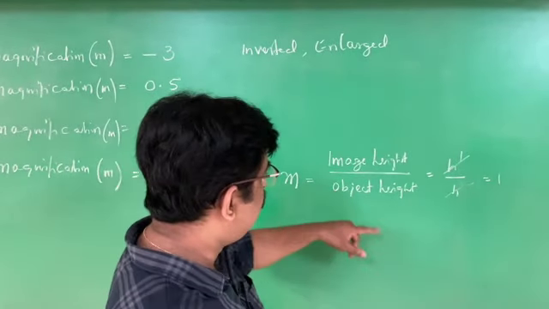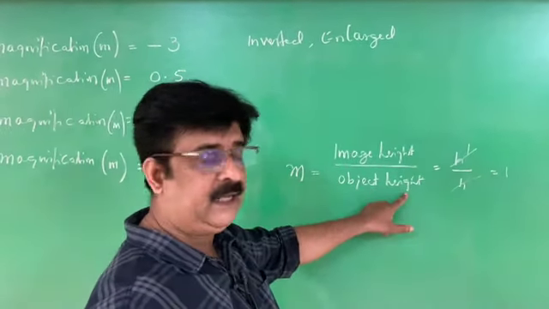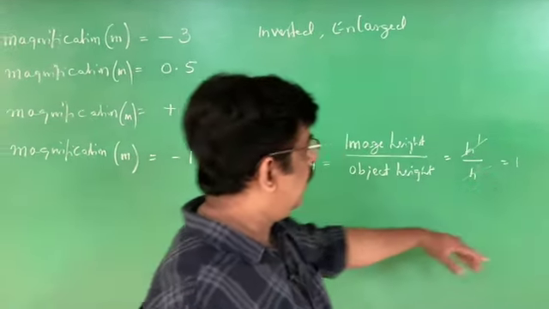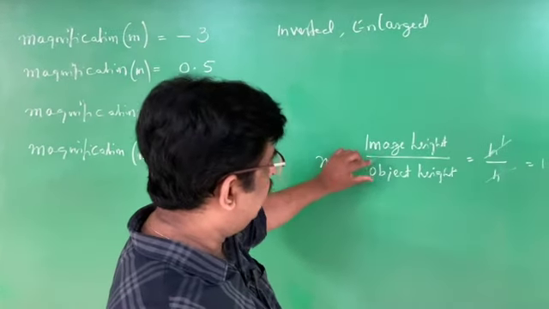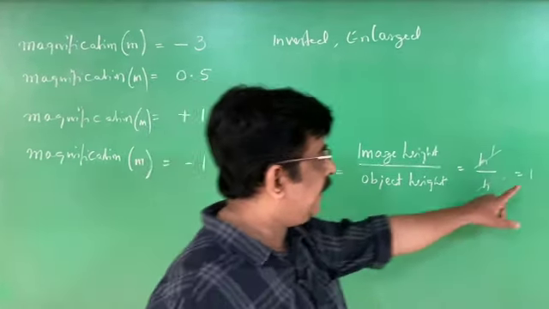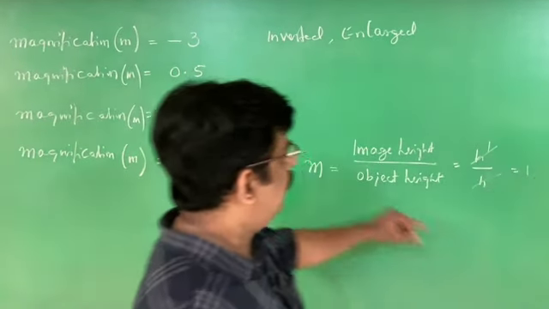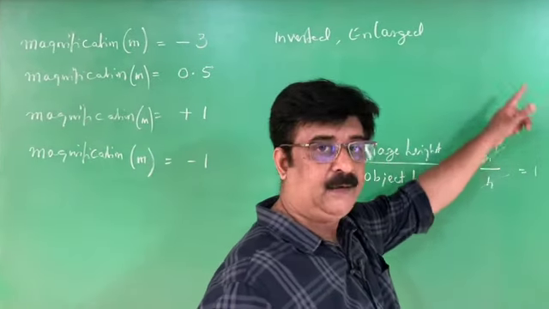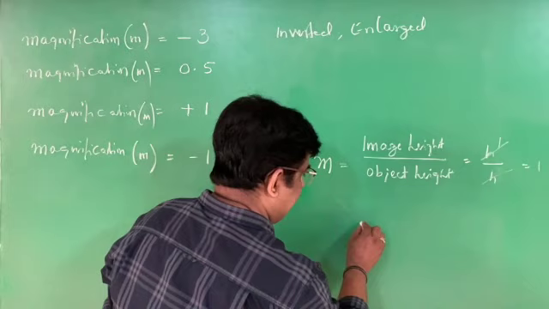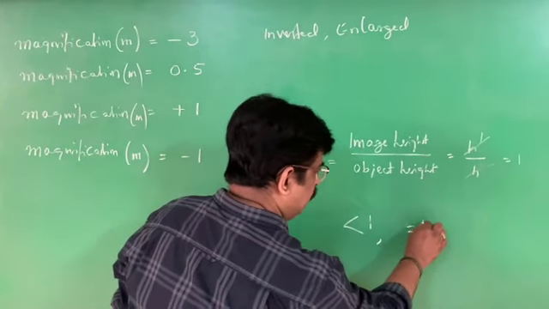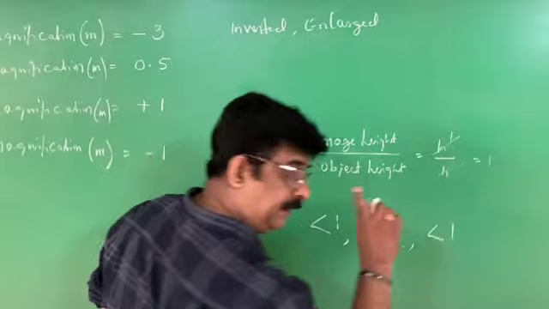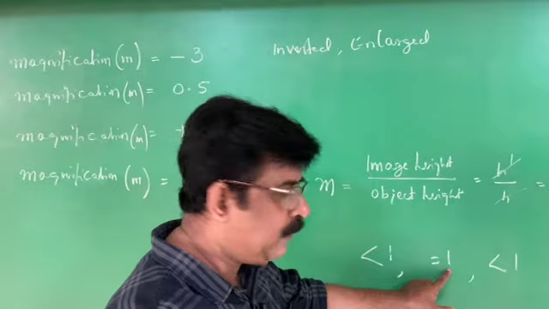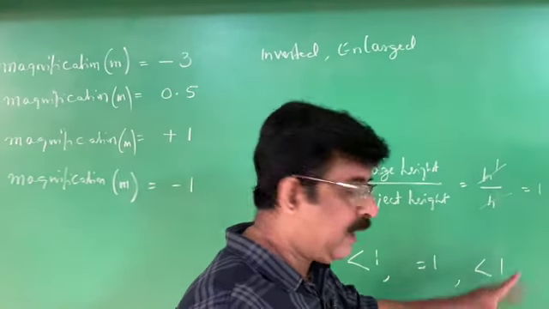If both are the same, what does it mean? Image height is equal to object height. Therefore, it is the same size. If it is the same size, we get the number 1. If image height is smaller and object height is more, then we get a number less than 1. Suppose image height is more and object height is less, we get a number greater than 1. Now see, we get greater than 1, or equal to 1, or less than 1, right? If it is greater than 1, it is enlarged. If it is equal to 1, same size. If it is less than 1, diminished.